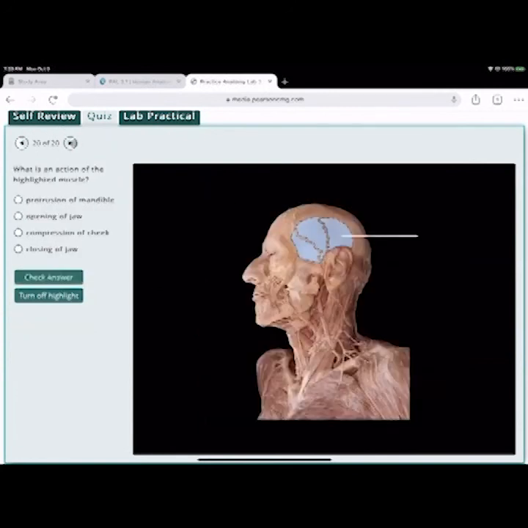And 20. Okay, what is that? What is the action of the highlighted muscle? Okay, what muscle is that? We should all know that muscle. Temporalis. Okay. What does the temporalis do? Does it stick out the mandible, open the jaw, compression of the cheek, or closing the jaw? Closing the jaw. Closing the jaw is one of the muscles that close it. The masseter and the temporalis are two muscles of mastication. They close the jaw. Very good.